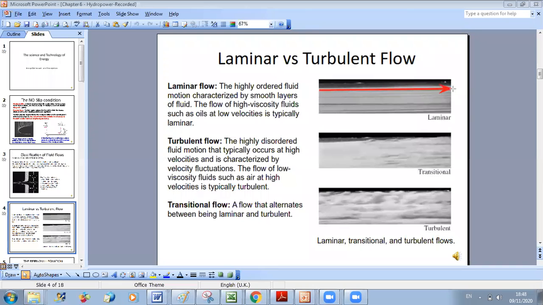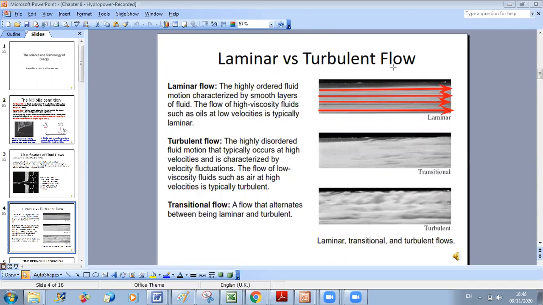If you observe the flow, particles will move along smooth lines that are called streamlines. The streamlines are lines that are tangent to the path of your particles. So here, as you can see, all your lines are parallel, very ordered. And laminar flows are characterized in general by small Reynolds number.